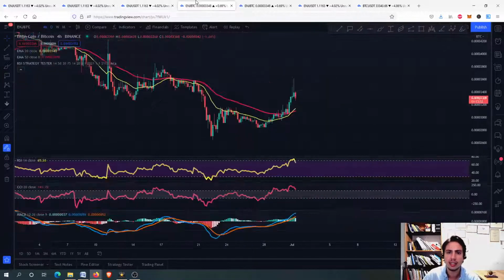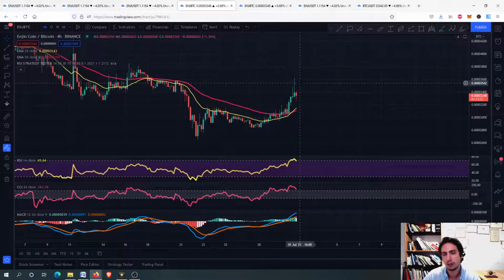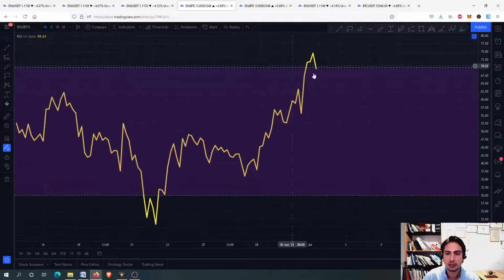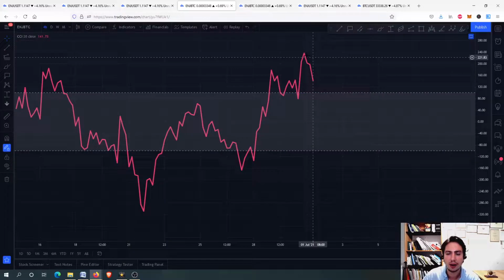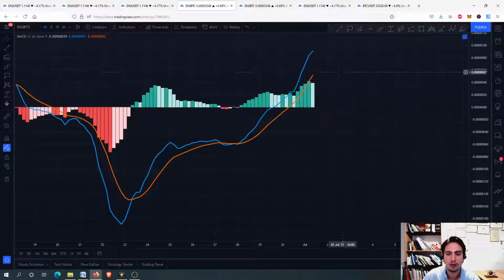Let's go to ENJ Bitcoin chart. You can see now that we started to outperform Bitcoin. That's why we went upwards so much for ENJ. But now the ENJ Bitcoin chart, guys, has a very high risk. We are above the 70 for the RSI and above the 100 for the commodity channel index. Therefore, guys, you should be very careful.